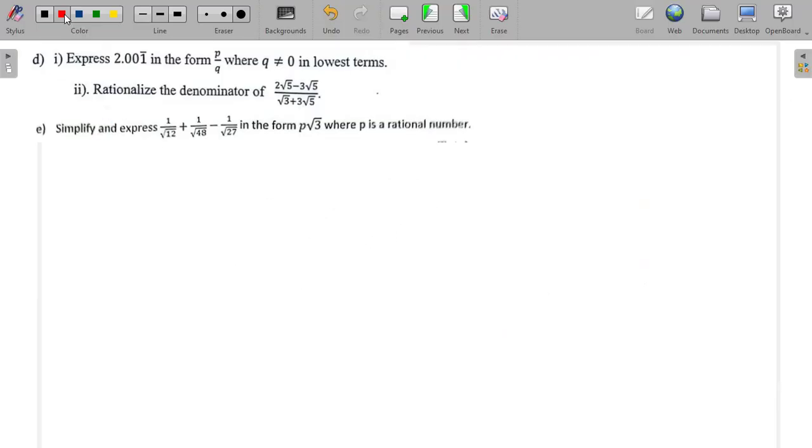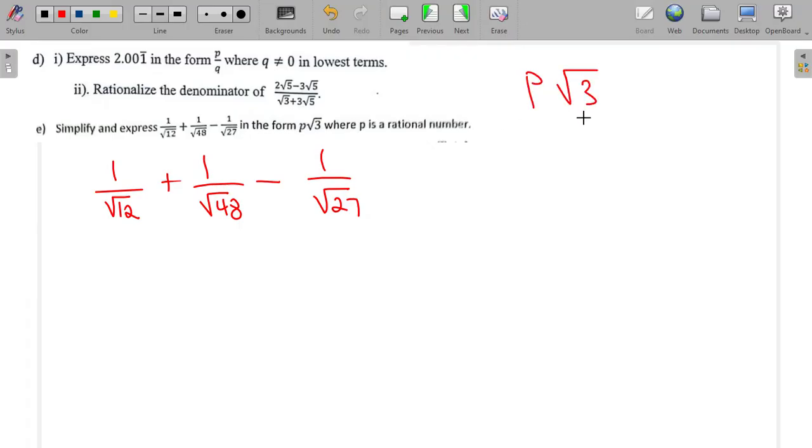All right, then let's look at part E, which is the last question on question 1. So part E, they're saying simplify and express 1 over root of 12 plus 1 over root of 48 minus 1 over root of 27 in the form P root of 3. So that should be an eye-opener.